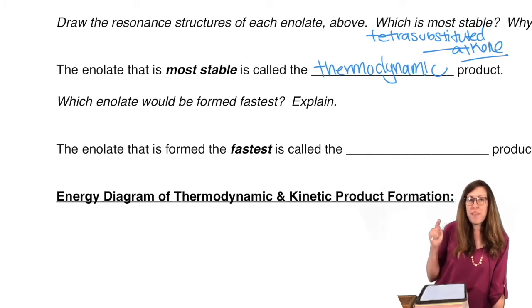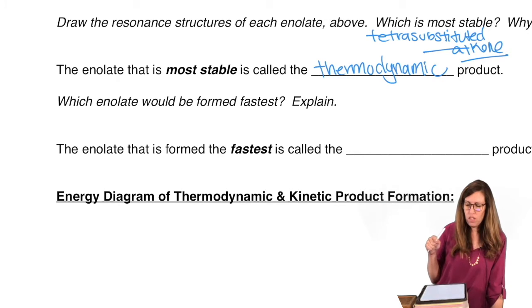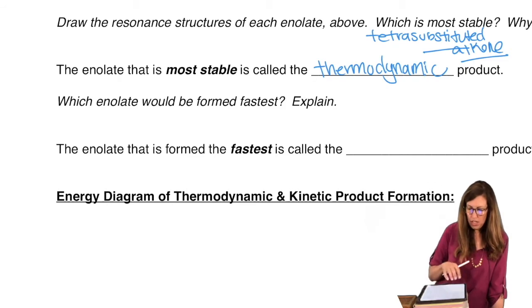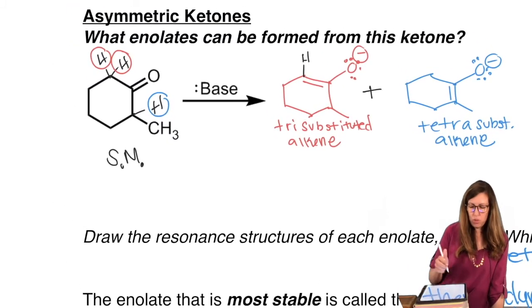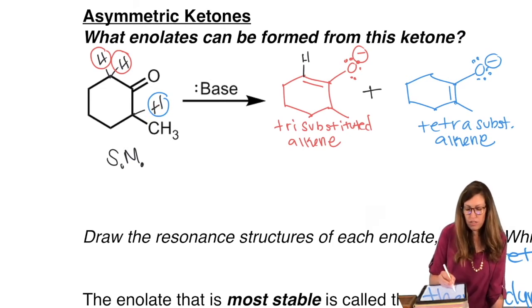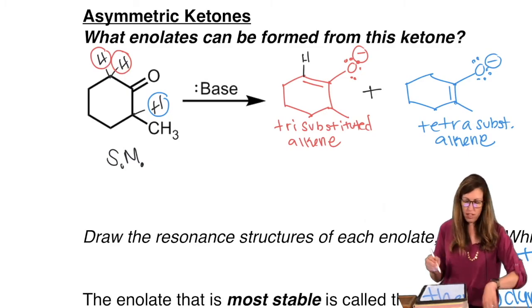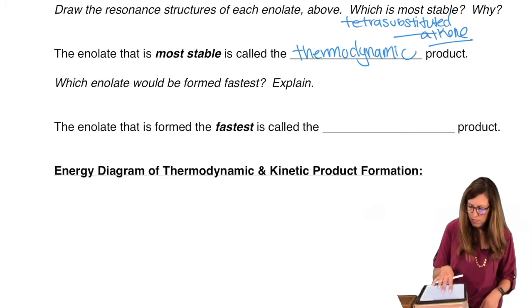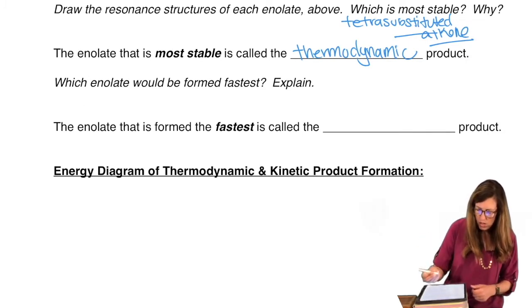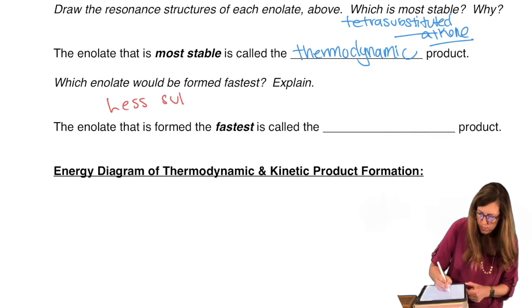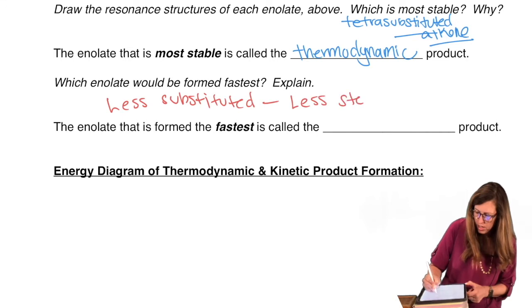Which one would form the fastest? That's where the bulkiness comes into play. So go back to here. The blue one's wedged next to a methyl, and if you draw out all those H's on a methyl, if you have a bulky base, that's hard to get to. This is much more accessible. Red will form much faster than the blue. So, the less substituted. Less steric hindrance. We call that the kinetic product.